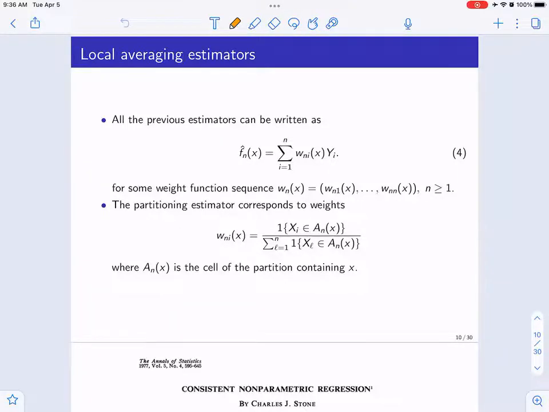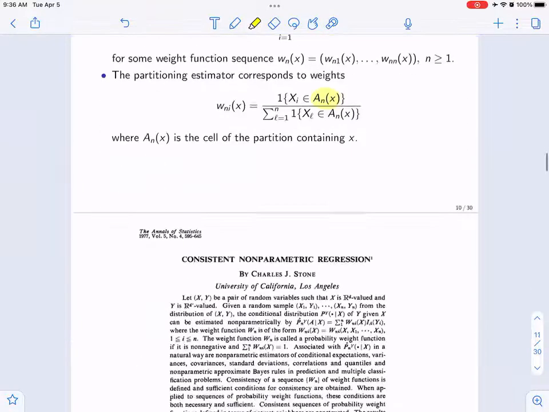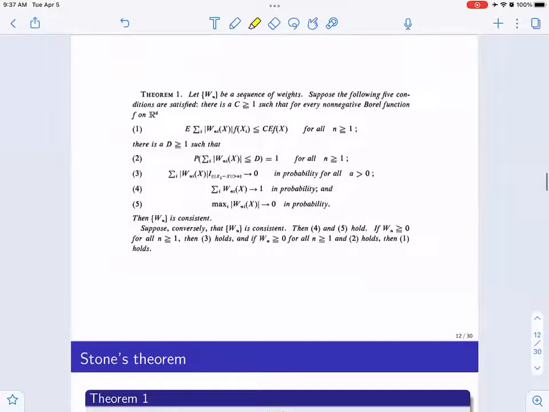So this guy is the cell of the partition in which x lives. So you partition the space. There is a cell in which x lives, and the weight would be proportional basically to 1 if x_i is in the same cell as x. And so you just divide by the total number of points that are in the cell. So you just basically average all the y's that are in the same cell as x. There are other examples we'll see.